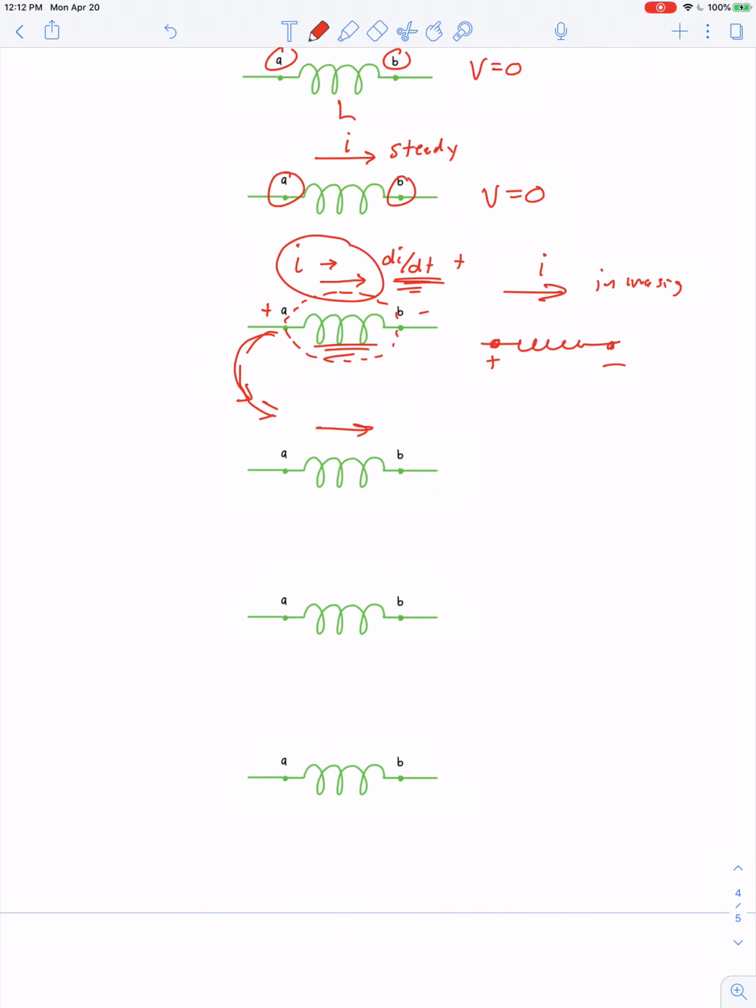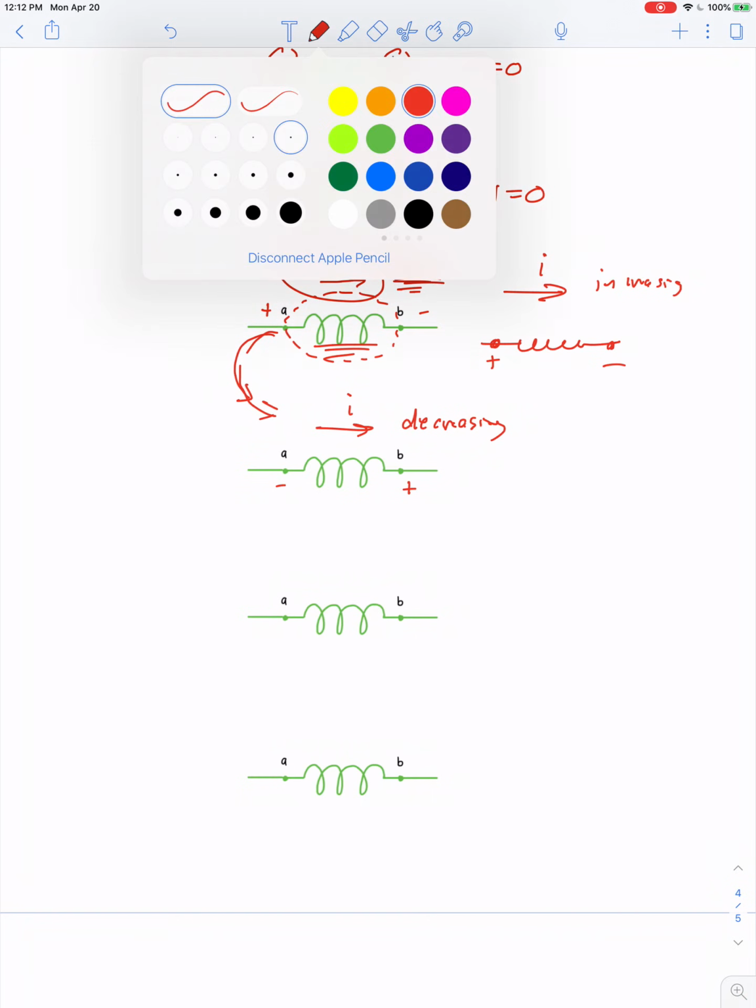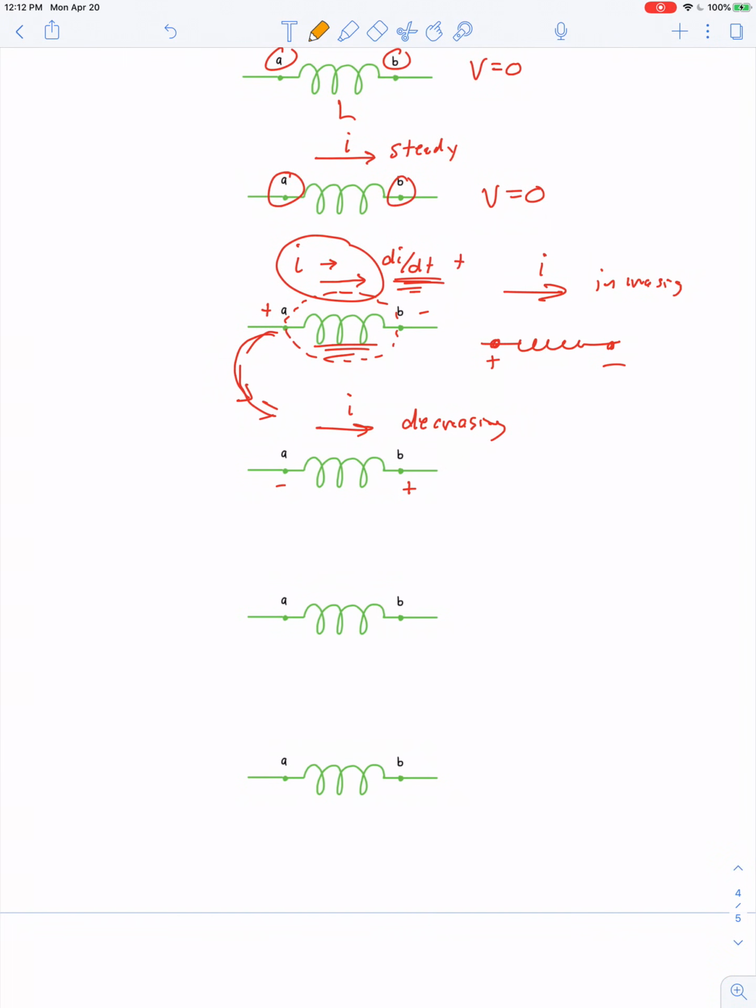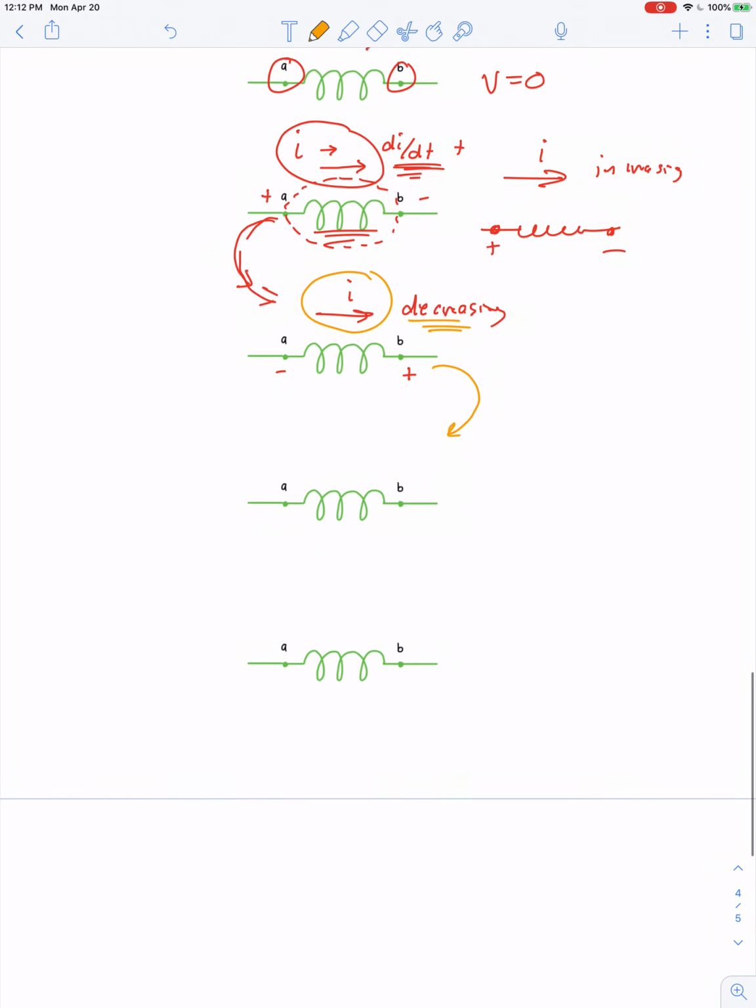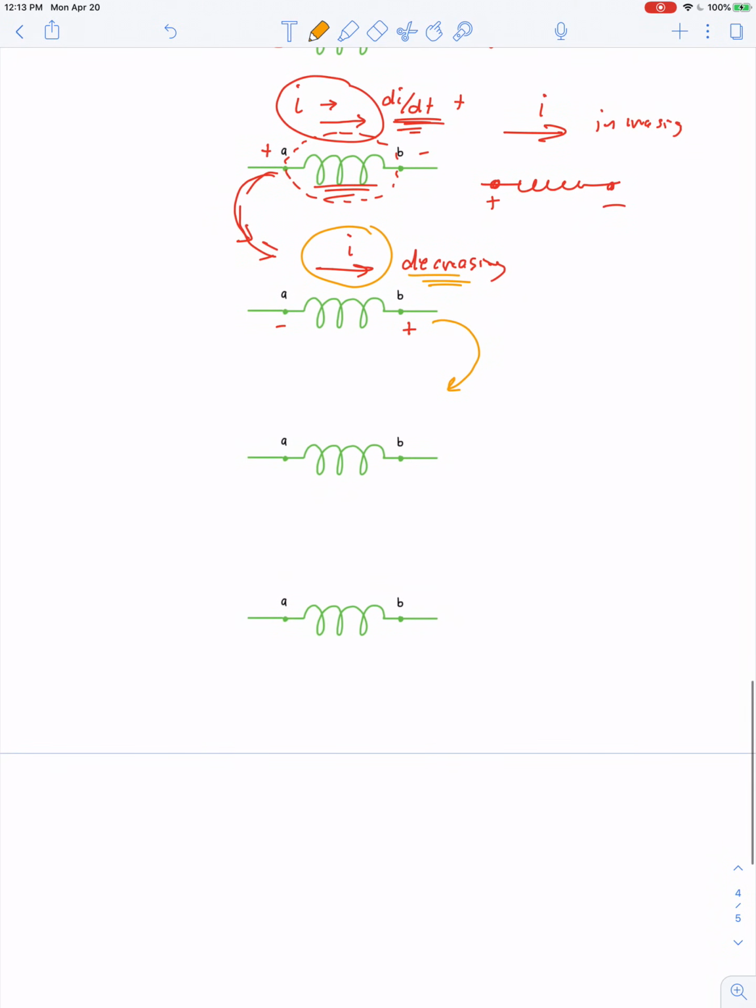If current flows to the right and is decreasing, then the polarity changes across the inductor. Point B is high potential, point A is low potential. And what that would do is make the inductor act like a source of potential difference that drives current in the same direction as it was already flowing as a way to oppose the decreasing value. So there's a connection between the polarity of an inductor and Lenz's law.